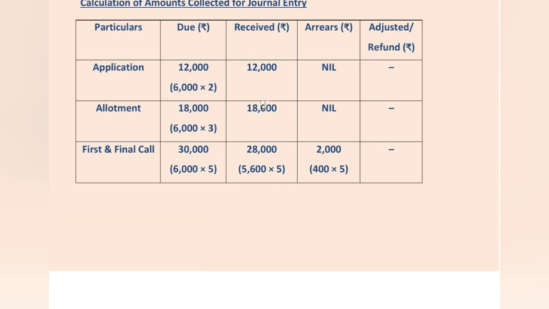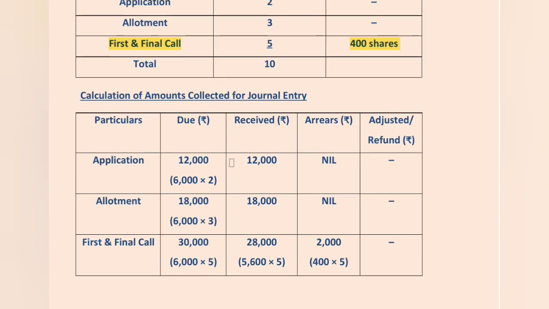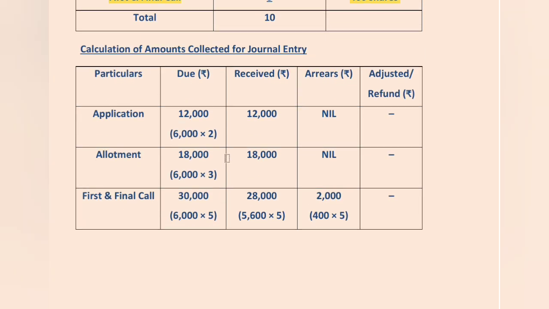For simplification, we are calculating the amount collected for the journal entry. Here the columns are particulars, due, received, arrears, adjusted or refund.